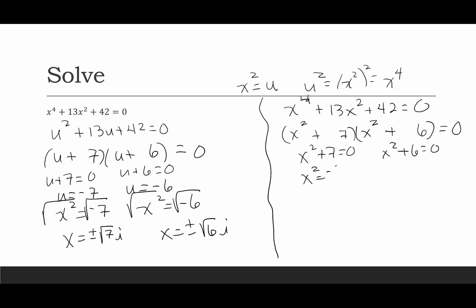X squared is negative 7, that looks familiar. X squared is negative 6, also looks familiar. And then we take the square roots. So you do have these two choices. I like to show you both just because I know you could see them in the future. So a little early look at substitution is always nice, but you can of course pick which way you want to solve these equations.